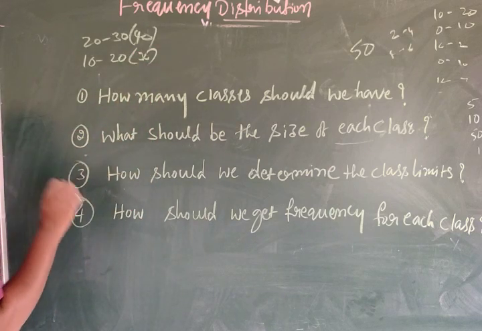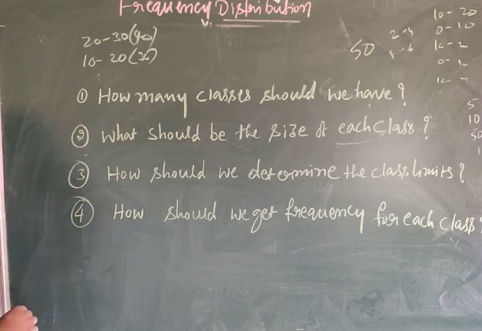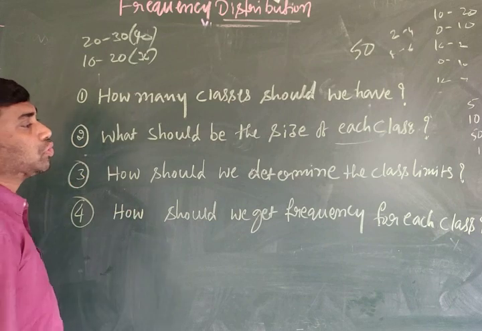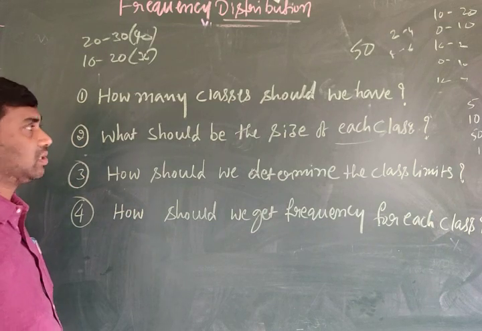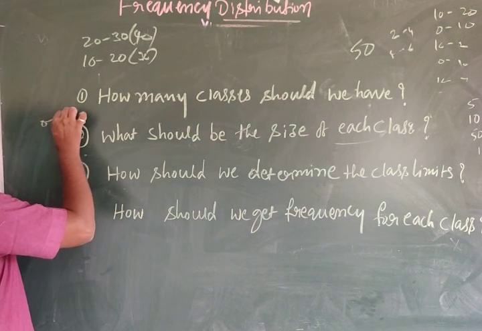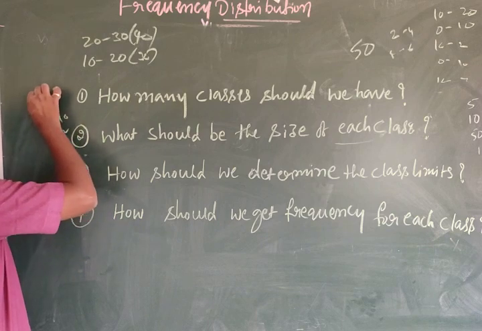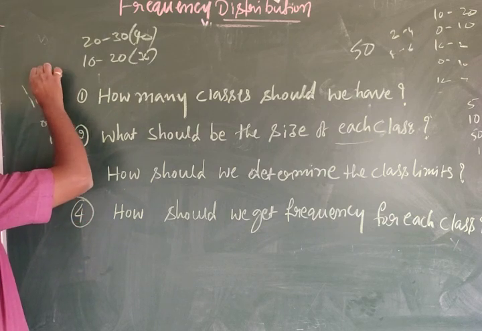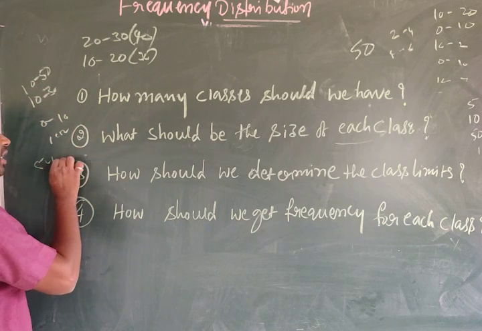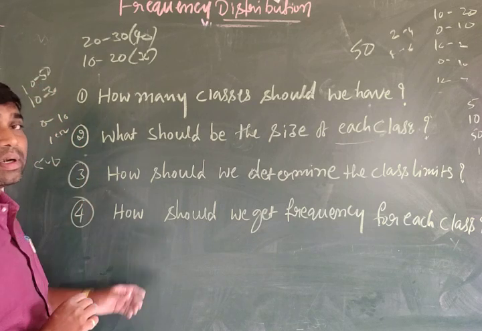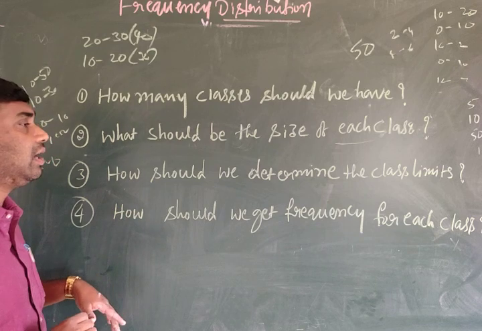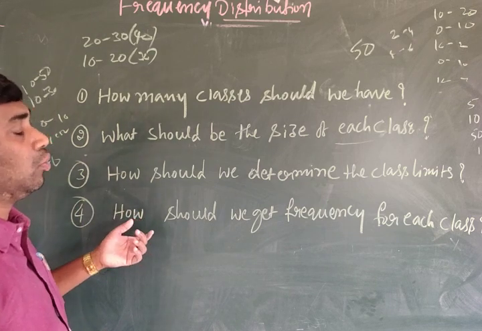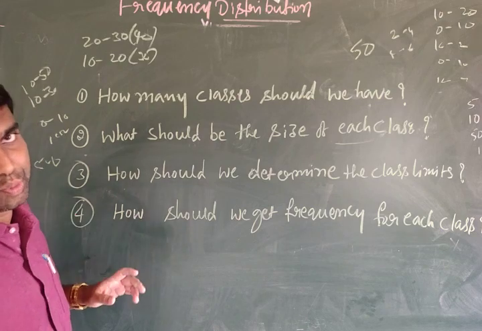We understand this with the help of the answer to which question? How should we determine the class limits? The class limits like 0 to 10, 10 to 20. Why is it not 10 to 30? Why is it not 10 to 50? Why is it not 50 to 100? To understand that, we have to identify the answer while preparing the frequency distribution.